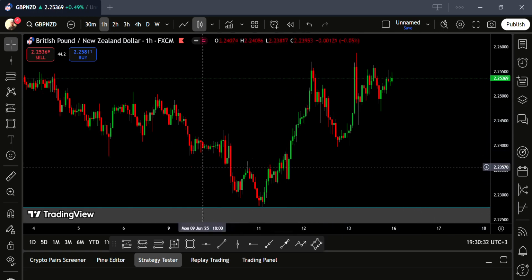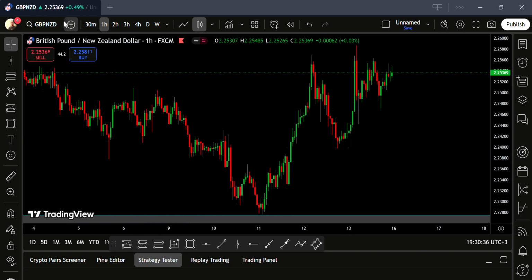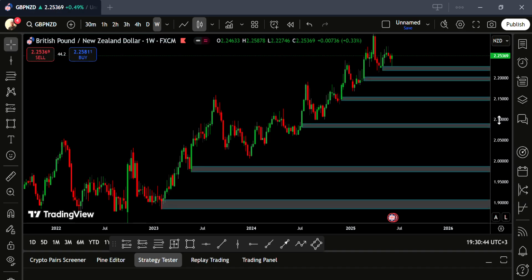So we have GBP NZD. This is the 1 hour time frame. Let's go to the weekly. GBP NZD, this is the weekly time frame.